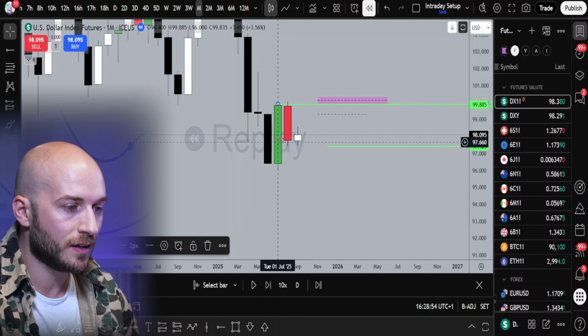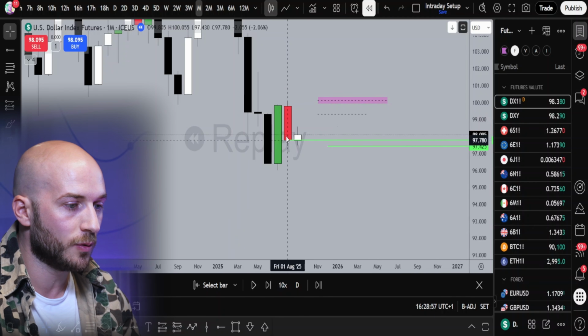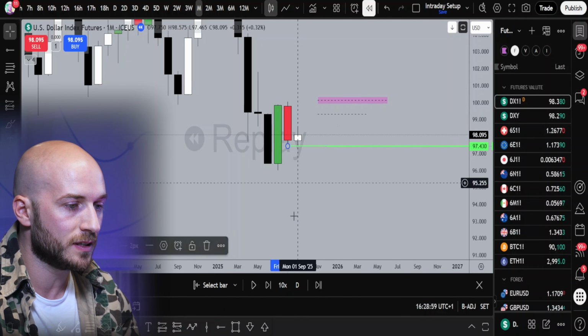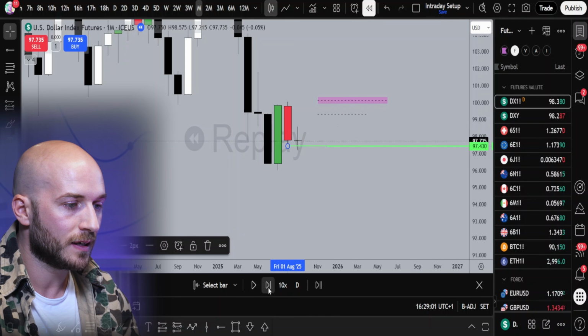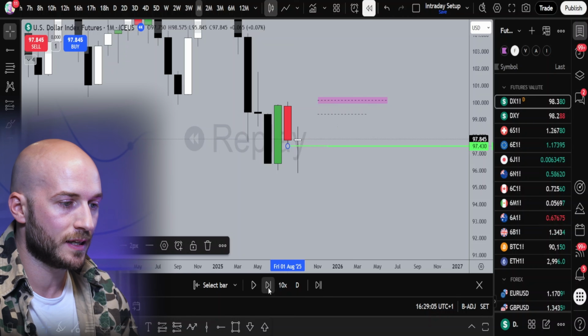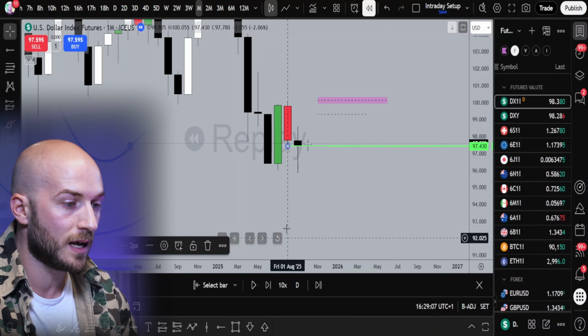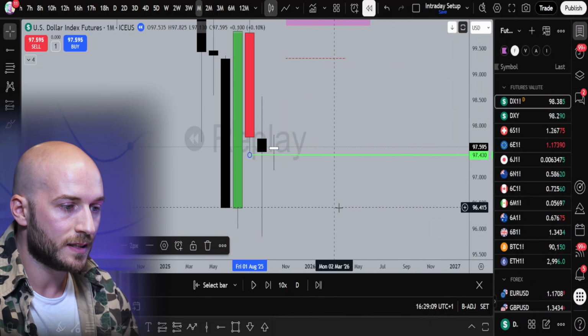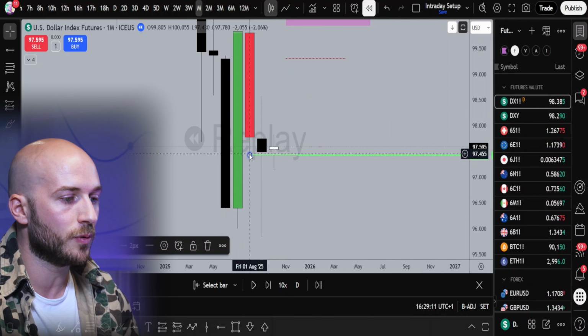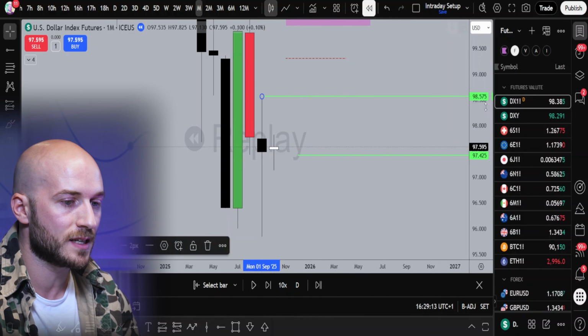Now this candle closed below the high of the previous one, so I'm expecting this low to be taken. And this happened. So it's not 100% concept, but it's worked very well. Now, let's look at this. This candle didn't close below the low. So my bias is to take this high.